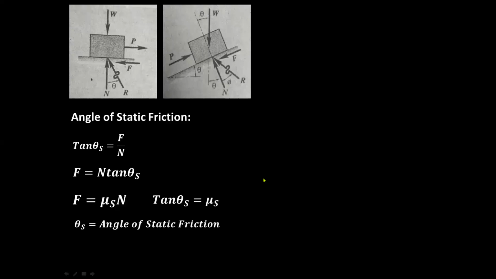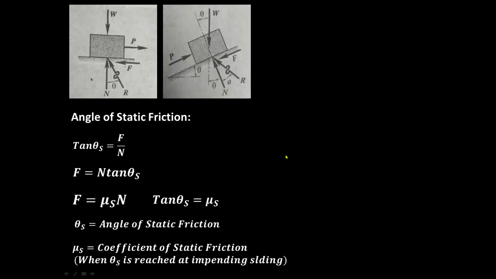Wherein theta sub S equals the angle of static friction. Mu S is the coefficient of static friction, where theta S is reached at impending sliding. May letter I yan, no? Impending pa lang yung sliding natin. Okay, that is all about the angle of static friction.